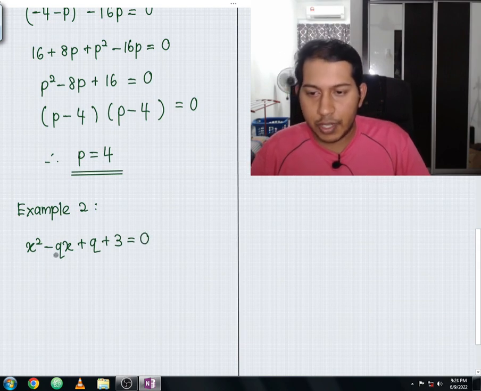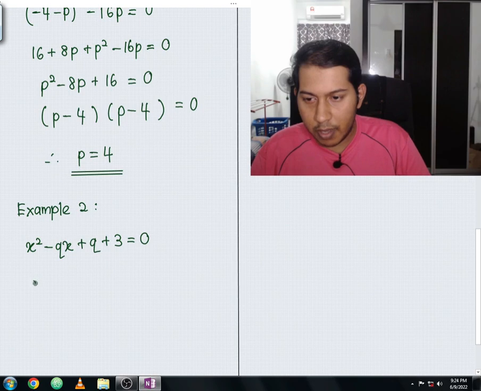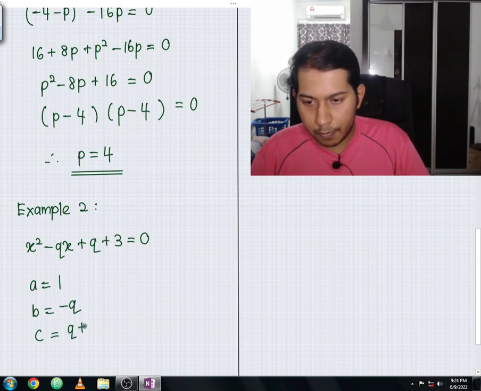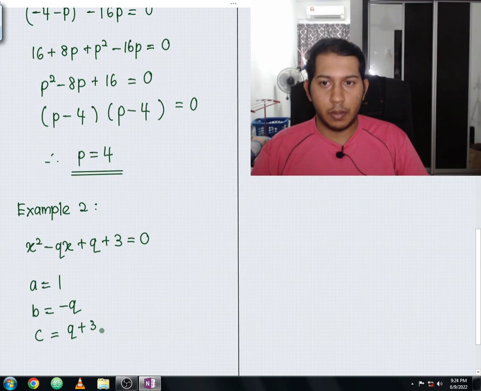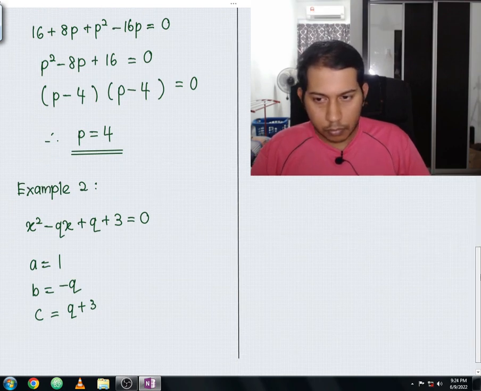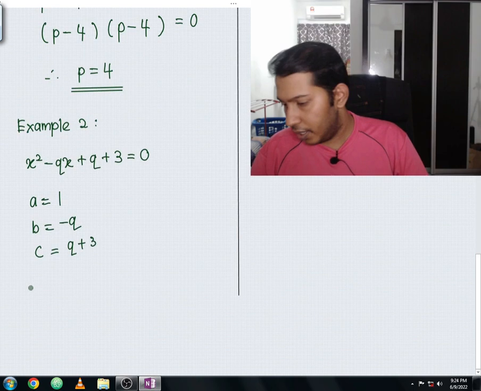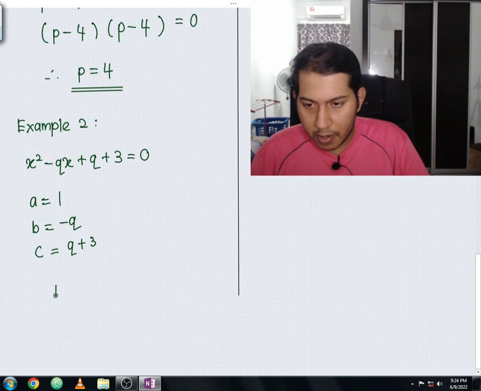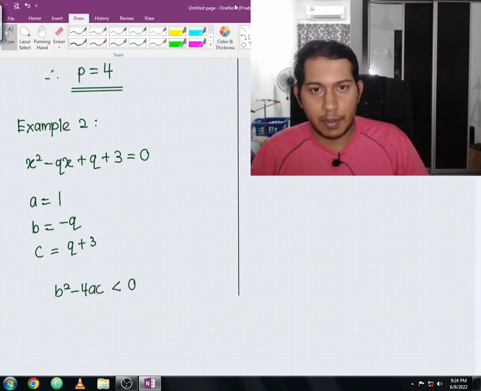Identify the coefficients a, b and c respectively. Your coefficient a is equal to 1, coefficient b is equal to negative q, and coefficient c is equal to q plus 3. Since in the question they gave us the condition that it does not have real roots, you are going to apply b square minus 4ac less than 0. Let me box this.